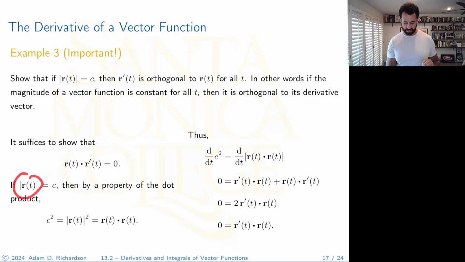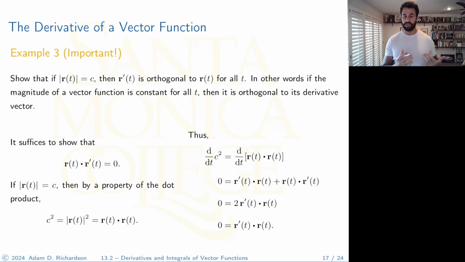Now, what we're starting with is that this length is constant. So the length of r(t) is just equal to c for some constant. And if you remember from properties of the dot product, we can square both sides, but the length of a vector squared is just equal to the dot product of the vector and itself. So this is one of those properties of the dot product back from section 12.3, right? So currently we have this equals this.